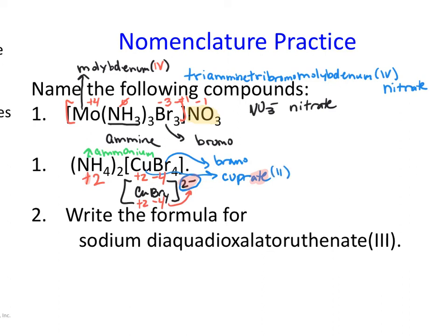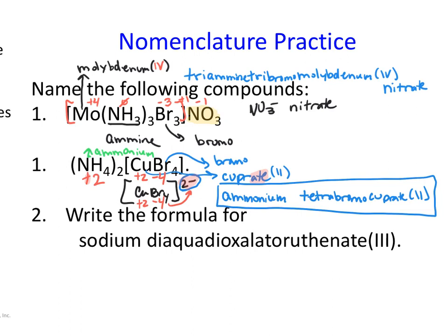To name this, we always name the cation first. So our cation is our simple counter ion ammonium. Notice it doesn't matter how many ammoniums we have. The number of counter ions doesn't matter. You just need the name. Just like if we have MgCl2, it's magnesium chloride, not magnesium dichloride. You do not use prefixes for the numbers of ions that you have. So we have ammonium, and now we're going to add our tetrabromocuprate II. And this is the answer for the second one.